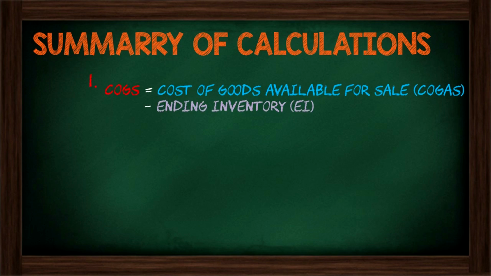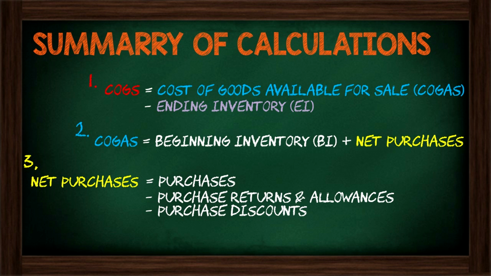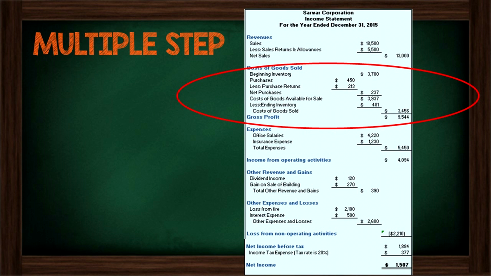So as you can see, in order to successfully prepare this cost of goods sold section on the multiple step income statement, you're going to need to know those three equations we talked about earlier in order to calculate cost of goods sold, right? The one for cost of goods sold, the one for cost of goods available for sale, and the one for net purchases, right? You're going to really need to know those because you use them, as you can see here, in order to format and present the cost of goods sold section appropriately.